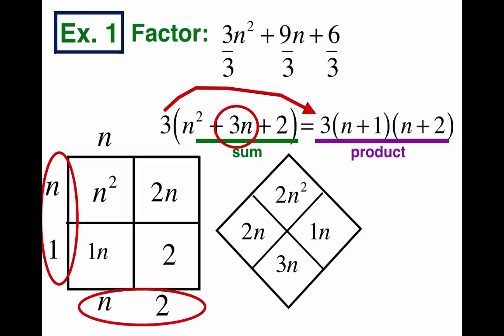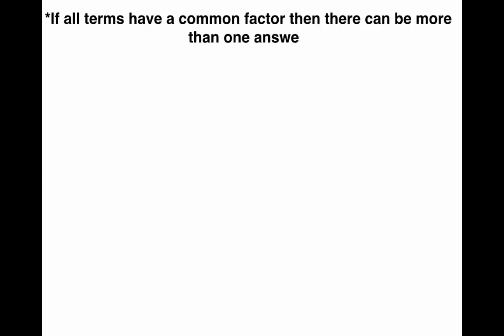Not every single factor problem has something that you can pull out. You have to look and decide if it's one of those problems or not. You have to make that decision. If all terms have a common factor, then there can be more than one right answer when you're factoring the rectangle and diamond. So this is a way to guarantee we don't get that.